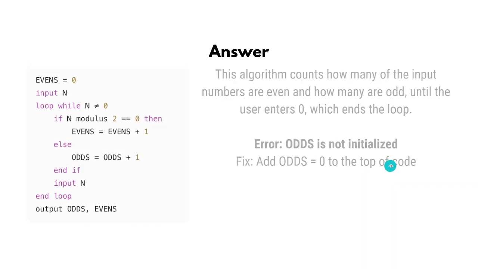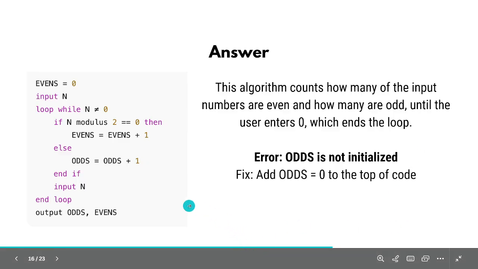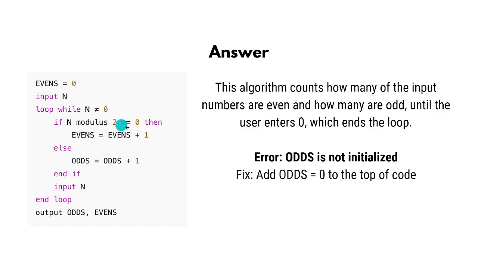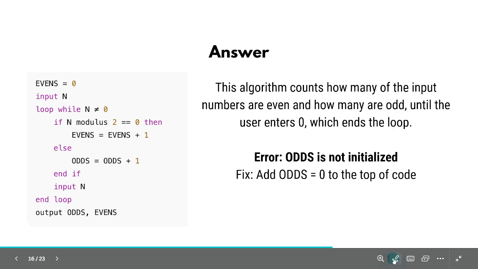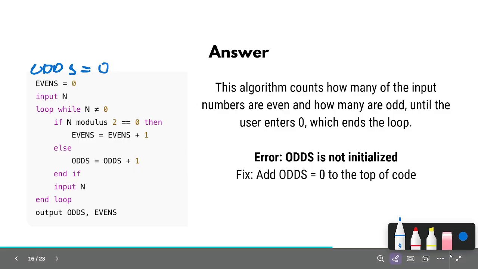Okay, here's the answer. This algorithm is counting how many of the input numbers are even and how many are odd until the user enters 0, which ends the loop. See right here, loop while n is not equal to 0. That means when n is equal to 0, the loop will end. Now the error, if anyone found it, is that the odds variable is not initialized. Up here, you see evens equals 0, but we don't initialize odds, so you want to put odds equals 0. It's a very easy problem.